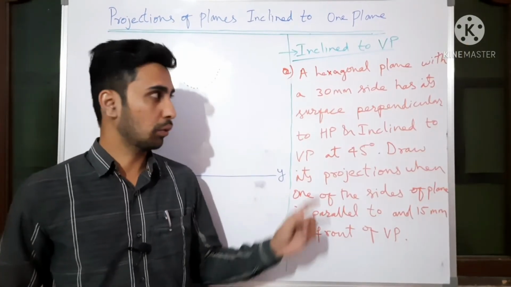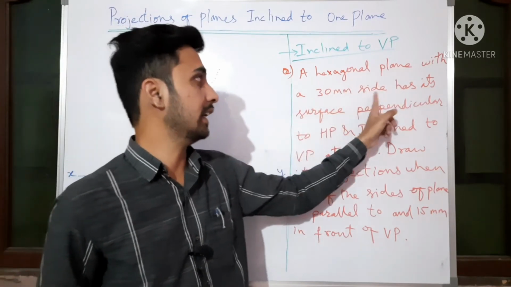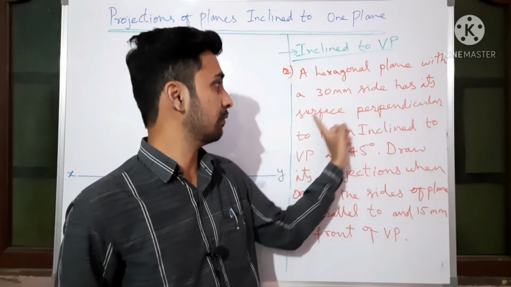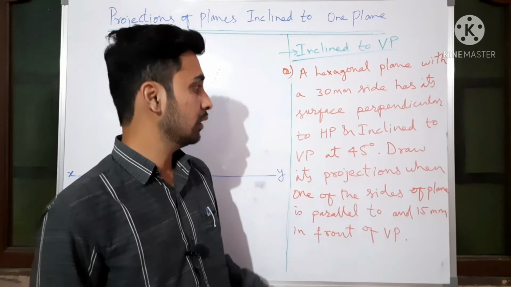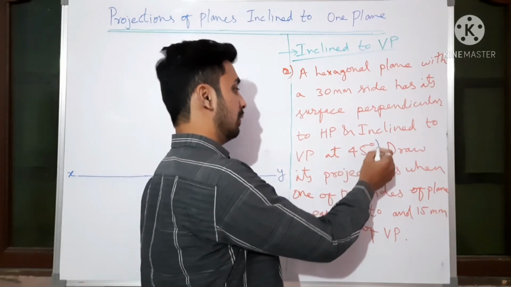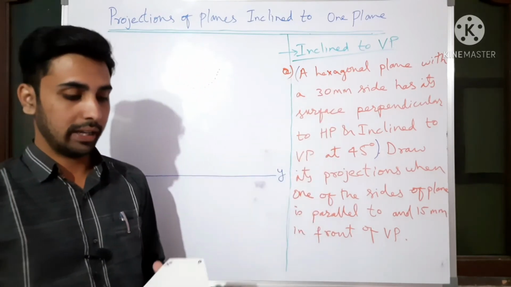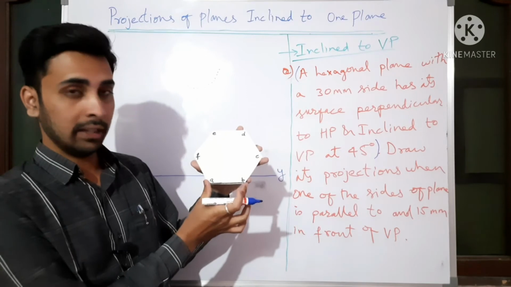Let us read the question. A hexagon plane we have with a 30 mm side has its end surface perpendicular to HP and inclined at 45 degree to VP. We will try to understand the question till here. What we have is one hexagon plane having this side as 30 mm.